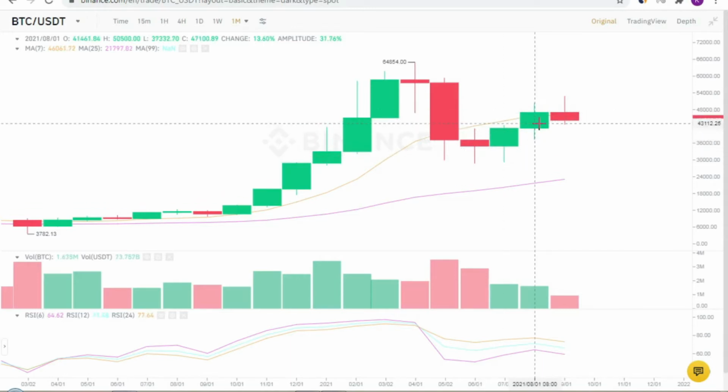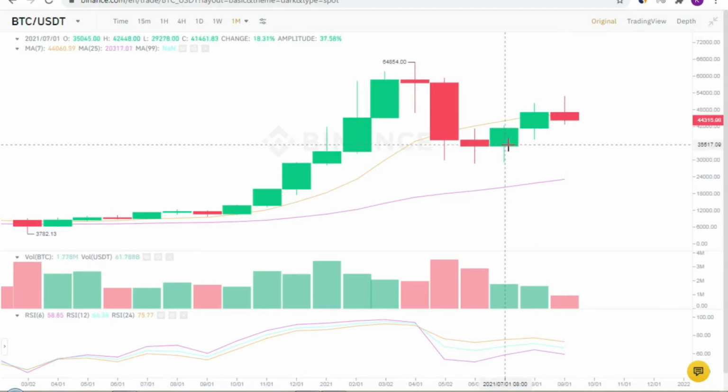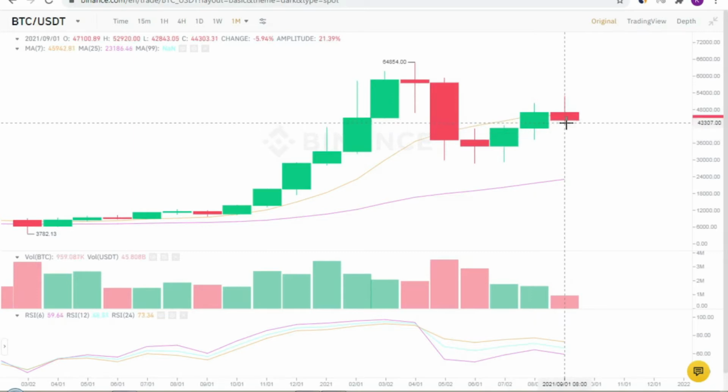So we see that the price starts to increase. The thing that happened here is the same thing that is trying to happen here in the month of September. We are now in September. So this was July, this was August, this is September.